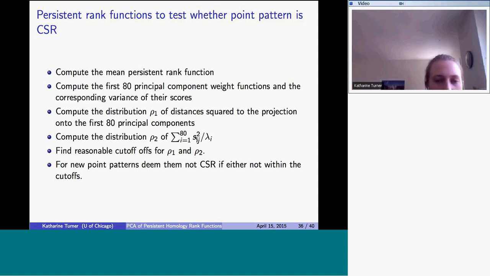Okay, and the distributions of distances to this projected space. So how far is a point from this 80-dimensional subspace in the space of all functions. I'm also going to calculate the sum. You're looking at the score squared divided by the variance of that score, which is effectively like a z-score squared. If you had univariate, it would just be the distance to the mean.